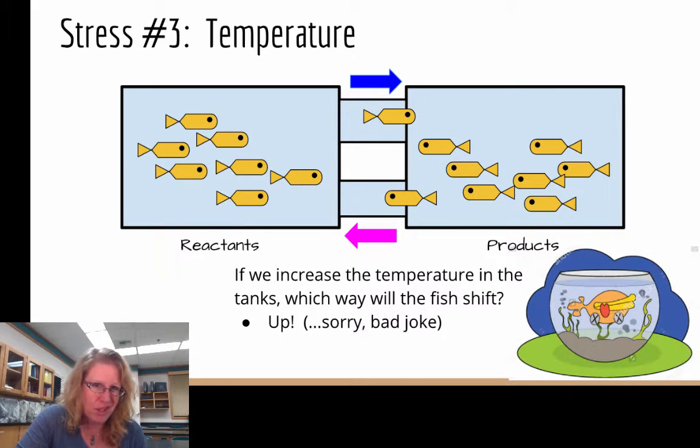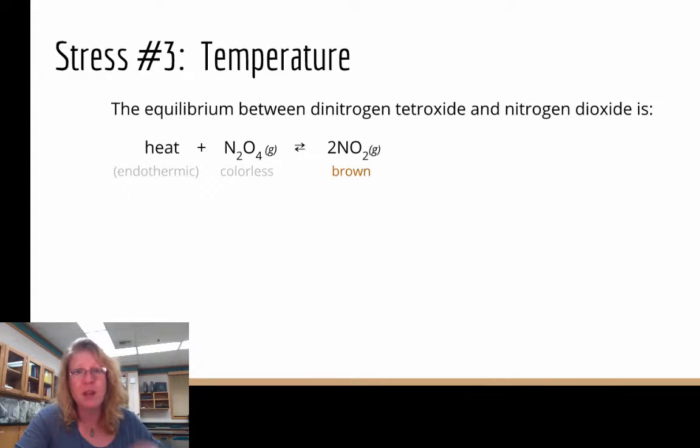It's a bad joke. They'd shift up because they'd all die. So no, we can't use the fish example with this one. Temperature and fish, not nice. We can't make them cold. We can't make them warm. That's not going to work for us. Let's just talk about chemistry. Sorry, bad joke.